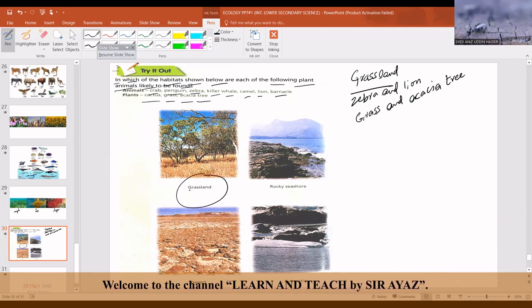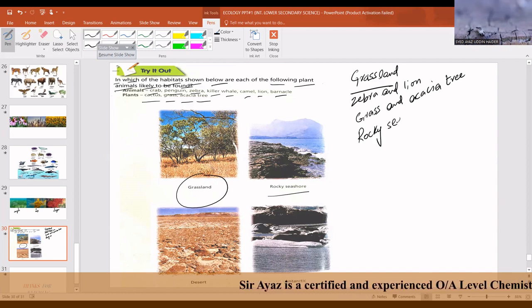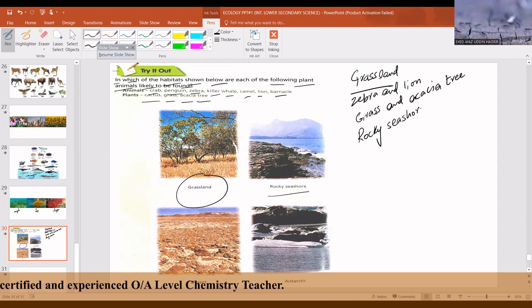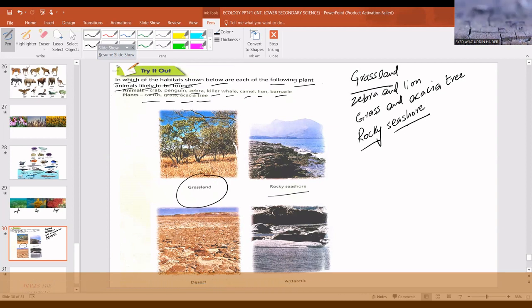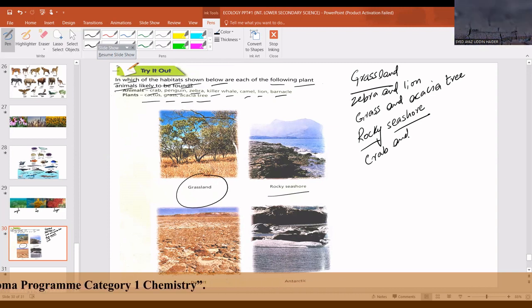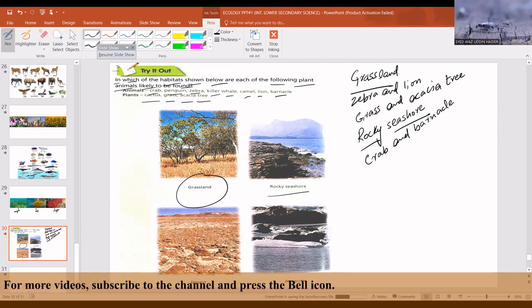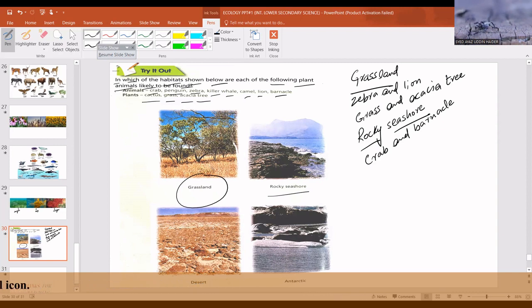What about the rocky seashore? Rocky seashore means the coastline. It's near the sea. So you'll find animals like crab and barnacles. You can't find animals like penguin or killer whale on the rocky seashore. And we don't have any kind of plants on this rocky seashore like cactus, grass, acacia tree.